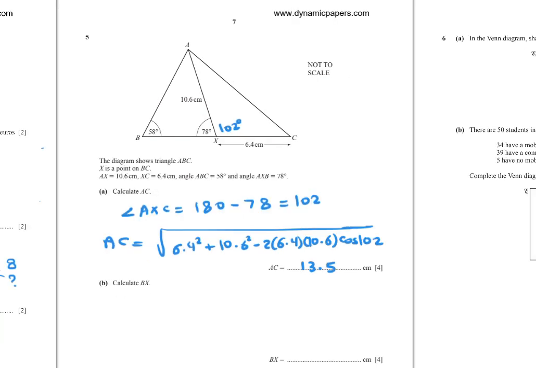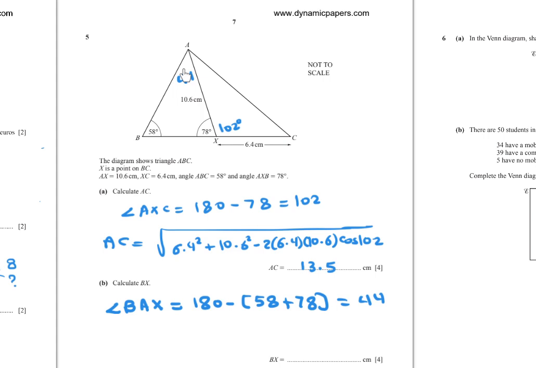Now calculate BX. To find BX in this triangle, we have two angles and a side, so we can use the sine rule. To use the sine rule, BX is opposite to this angle, so we need to find this angle, angle BAX. We have two angles, so we can find the third one, 180 minus both. So angle BAX equals 180 minus 58 plus 78 equals 44. So this angle is 44.